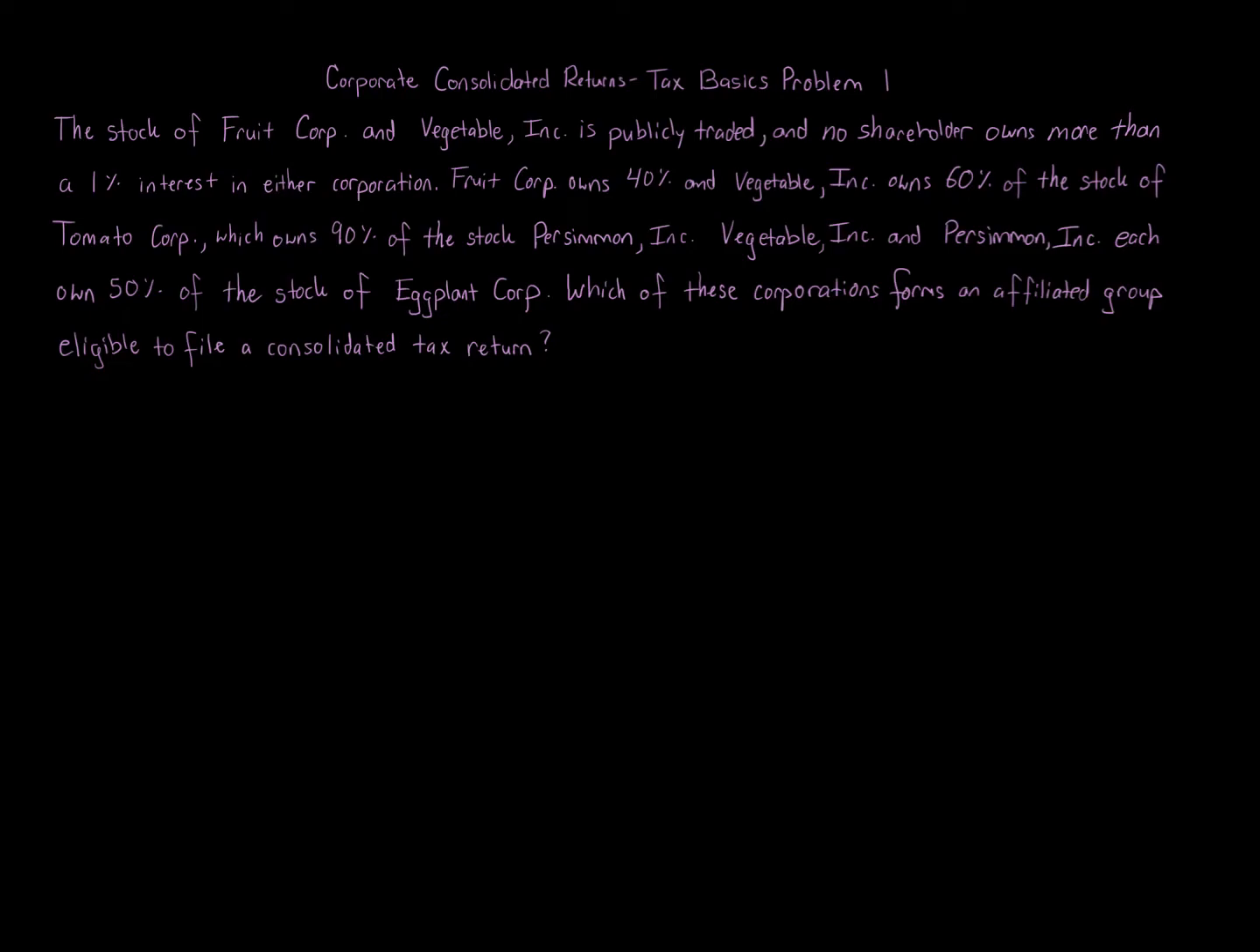Vegetable Inc. and Persimmon Inc. each own 50% of the stock of Eggplant Corp. Which of these corporations forms an affiliated group eligible to file a consolidated tax return? Some of you are looking at this and you're saying, what in the world's going on here?